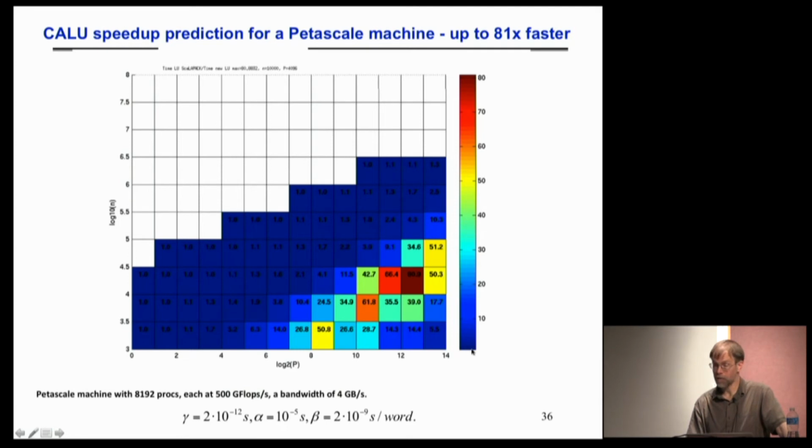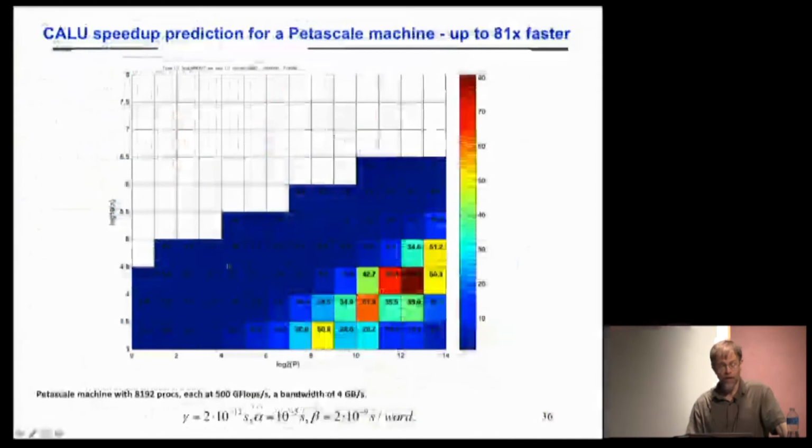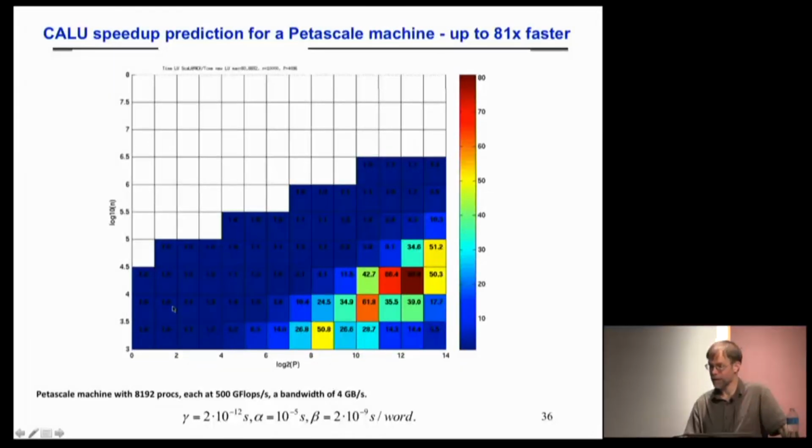So dark blue, speedup is 1, no benefit. Up here, dark red, speedup is 80. Okay? So let's just sort of see what this says. Up here, where it's all dark blue, that's the LINPACK benchmark. I filled up the matrix. So why is this white? It's because the matrix doesn't even fit in memory, right? So these are the largest matrices that fit in memory if I only use that many processors.